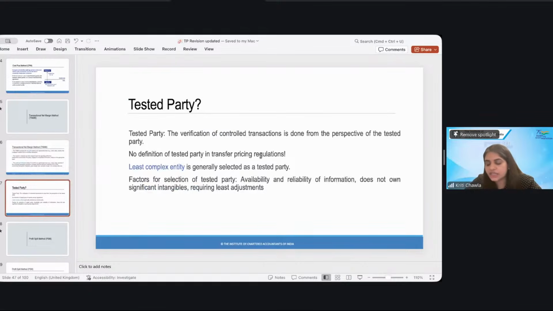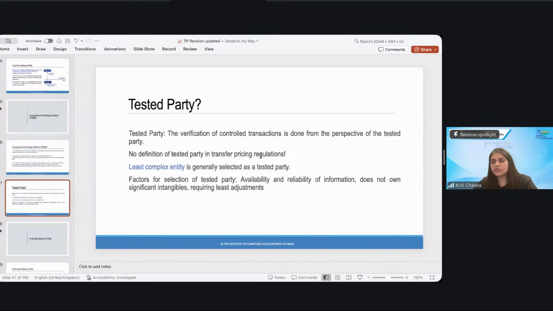This is the concept in TNMM, which is called as the tested party. Now, what are you trying to verify? If there is a transaction between an Indian entity and the US entity, which entity will you compare the net profit for? Is it going to be the Indian entity or is it going to be the US entity? Well, this is called as the tested party. The verification of the controlled transaction is done from the perspective of the tested party. So you'll have to decide whether India is the tested party or you will have to decide whether US is the tested party. Now, the thing is that there is no definition of tested party in transfer pricing regulations.